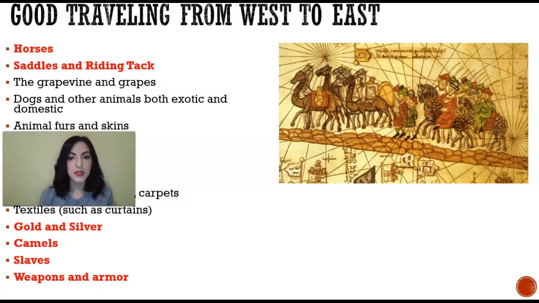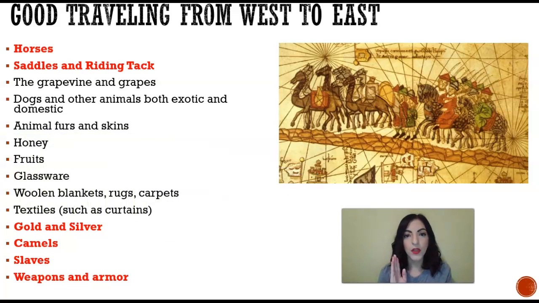Okay, so some of the things that were transported from west to east, so from Europe to Asia. Horses, saddles, the grapevine, grapes from Mediterranean area, dogs and other exotic animals, domestic and not so domestic, so wild animals, if you will, animal furs, skins, honey, fruits, glassware, woolen blankets, rugs, carpets, and other textiles such as curtains, so anything that's pretty much made by hand, gold, silver, camels, slaves, and weapons and armor.